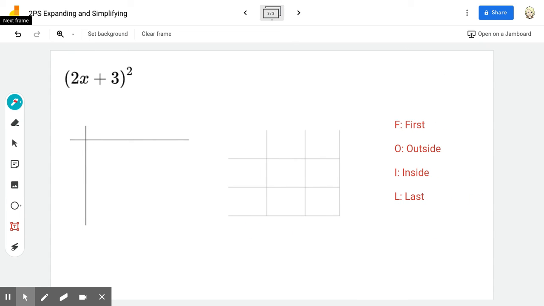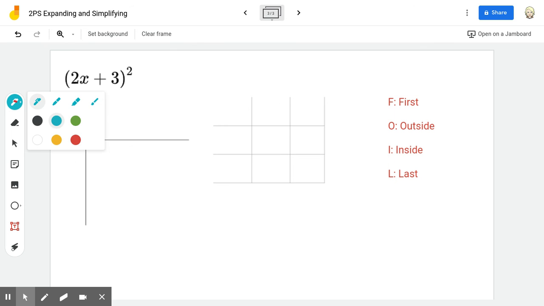This one, I'm going to skip the algebra tiles just so it doesn't take forever to draw them and make them again. But the same method would work. And if you like using the algebra tiles, then please go ahead and do so. For now, like I said, I'm just going to show you the other methods here.